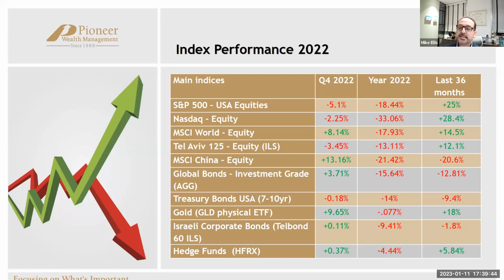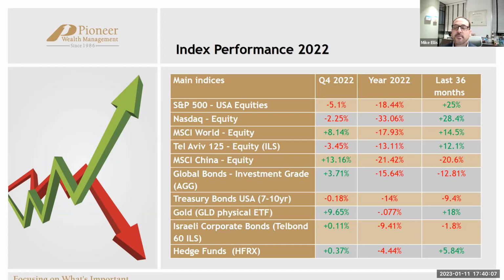These are the main indices, okay? This is the pool that we swim in. This is the capital markets that we operate in. And if you're in liquid investments, then this is what's happened. I'd like you to focus on the two right-hand columns. The one is the year result of 2022, and the other is the last 6 months.